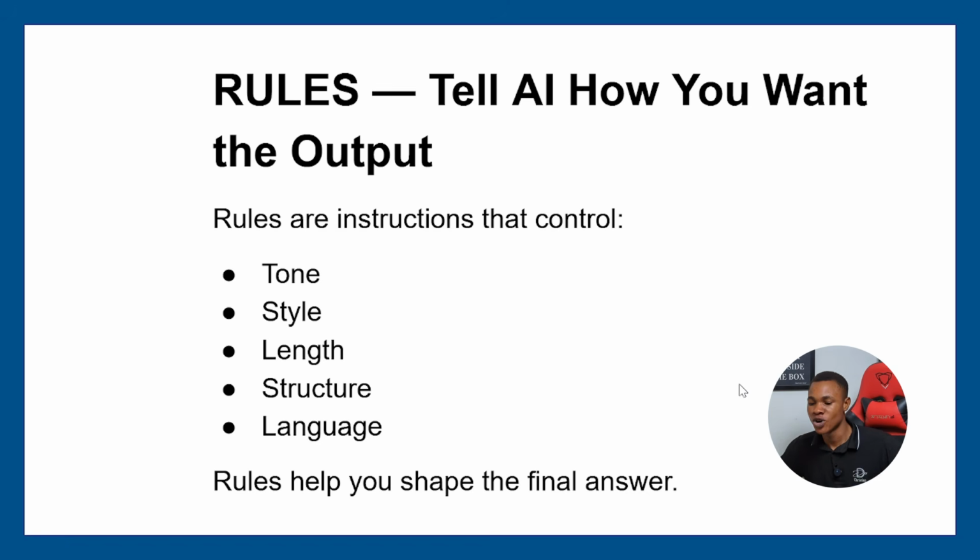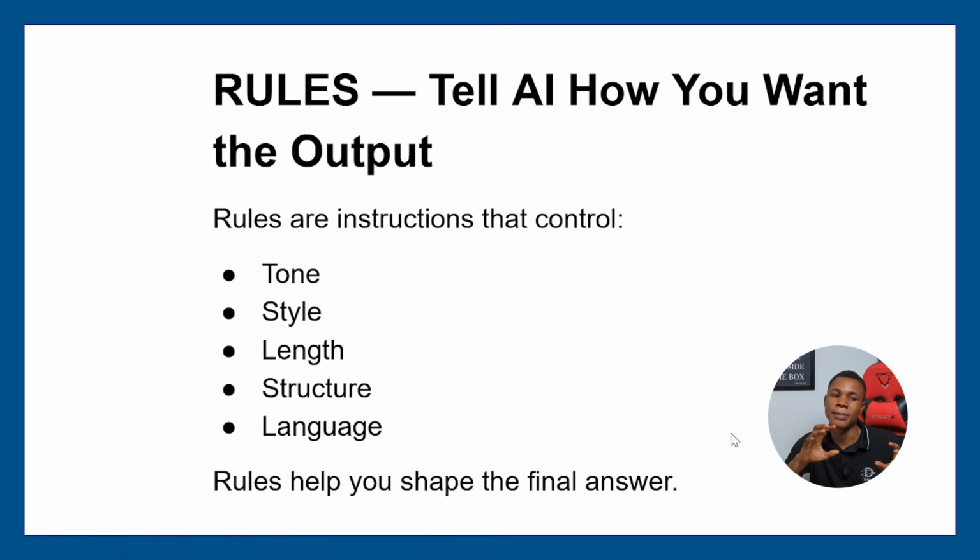And number four is rules. Tell AI what you want the output to look like. Do you want it to look more emotional? Do you want the writing to look technical? Do you want it to be motivational? Do you want it to look sorrowful? Do you want it to look catchy? Do you want it to look simple, technical, etc.? So the rule is how the output should look. How should it come out?